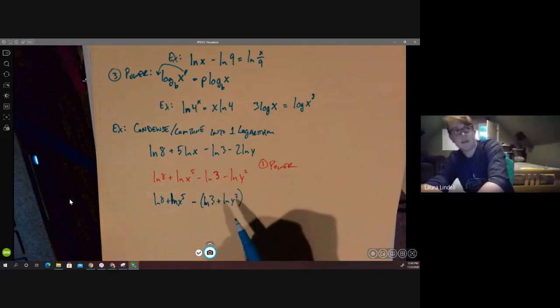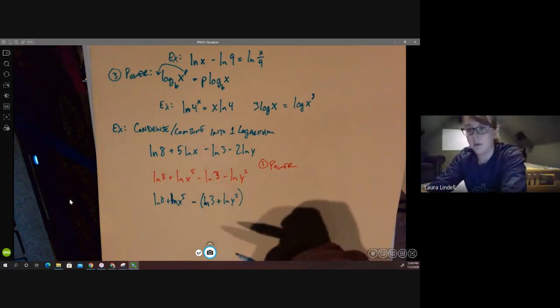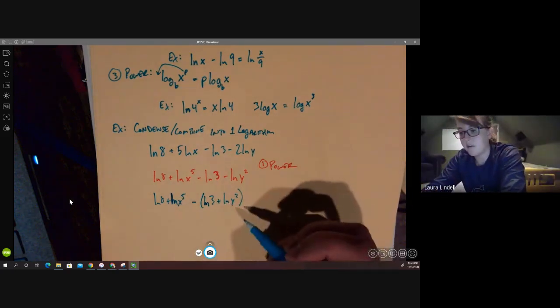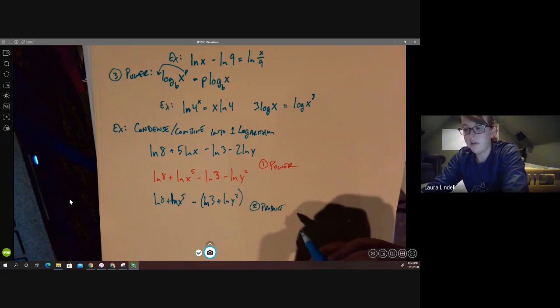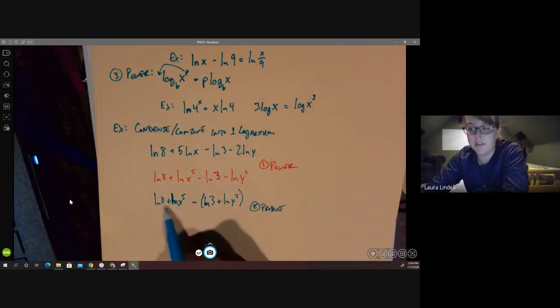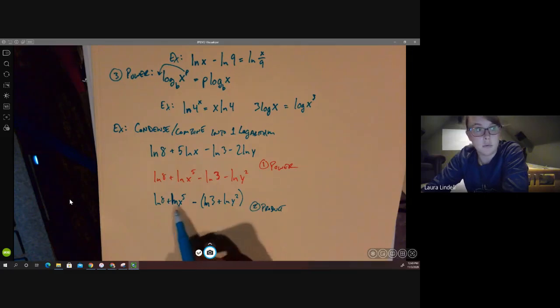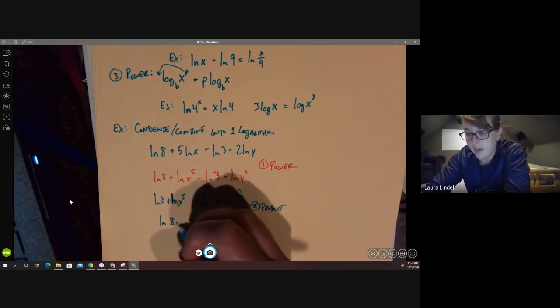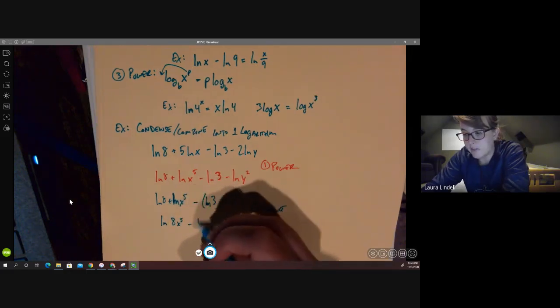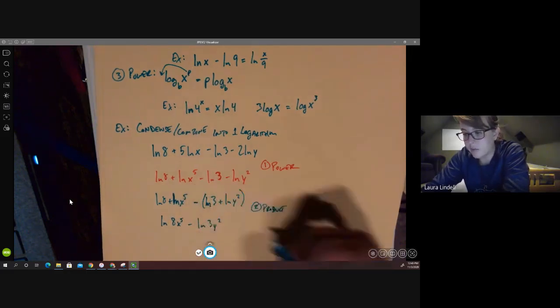Because then I'm going to go ahead and use the product property. So the product property says that if I have things that are added together, I can actually take it all under one log and multiply the things. So we're going to have natural log of 8x to the 5th minus natural log of 3y squared.